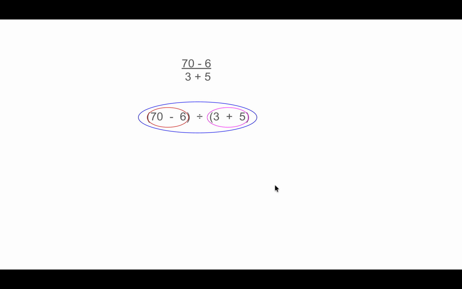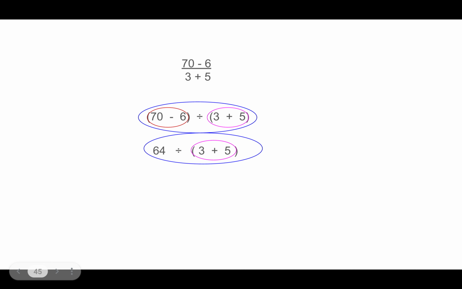So the difference of 70 and 6 is 64, and then I bring everything else down. So divided by 3 plus 5, and I do my circling. I have my 3 plus 5. Notice I did not circle the 64, and I didn't circle it because this is not a plus or a minus, it's a dividing. So now I'm going to put the blue around it.